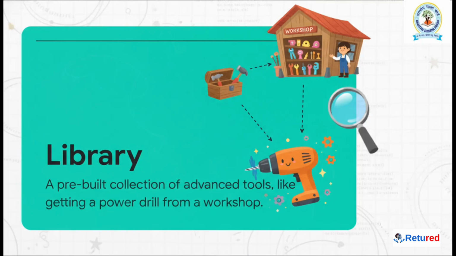So think about it like this. Basic code gives you a simple toolbox, a hammer, a screwdriver. But what if your project needs a power drill? You're not going to build a whole power drill from scratch, right? You'd go to a workshop and borrow one. A library in coding is exactly that. It's a collection of advanced, specialized tools that other experts have already built for us.